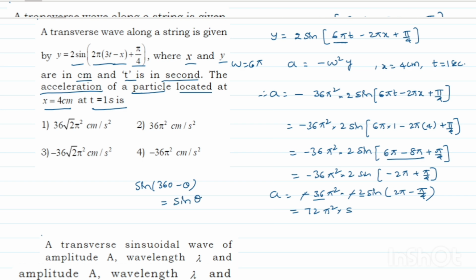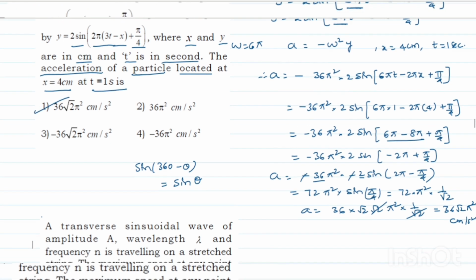So sine theta is nothing but sine 45 degrees. You can write 72 into pi square into sine 45, which is 1 by root 2. Again substitute: 36 into 2, this 2 you can write as root 2, into pi square into 1 by root 2. So root 2 gets cancelled, and the answer is 36 root 2 pi square centimeter per second square. So the first one is the correct answer. Let us see the next question.